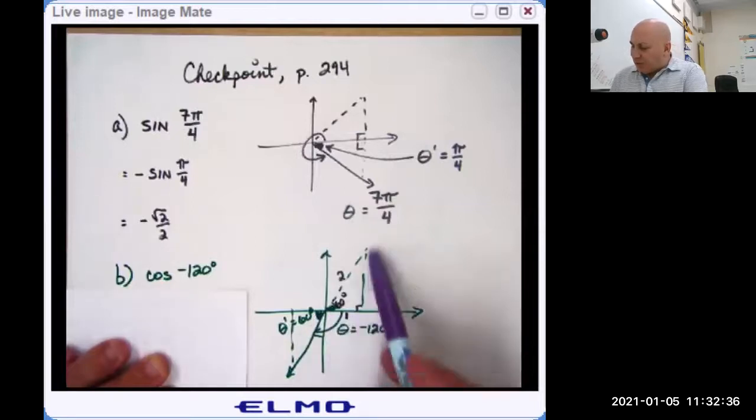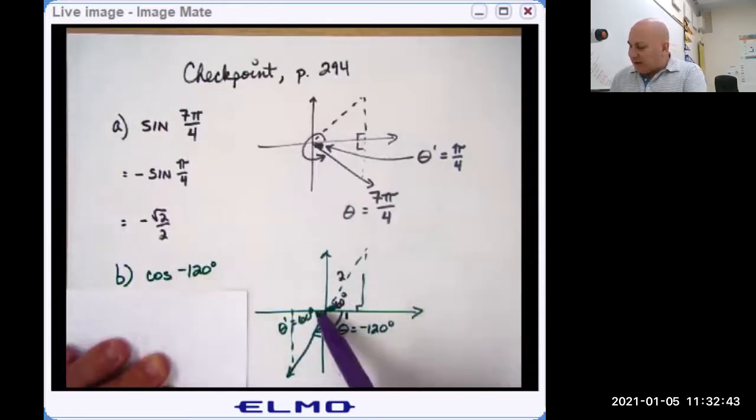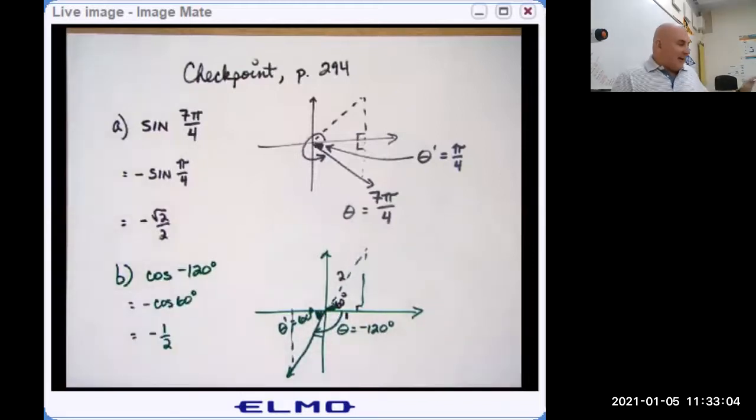So you can see I've drawn the two triangles. Now the question is, is the cosine of this angle equal to the cosine of 60 degrees, or the negative of the cosine of 60 degrees? Well, this number is positive. There's the origin, so this has to be negative. So it's the negative of the cosine of 60 degrees, which is negative 1/2.